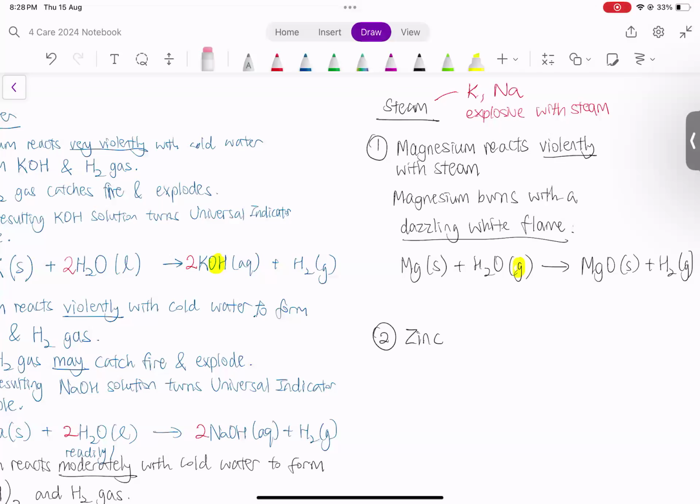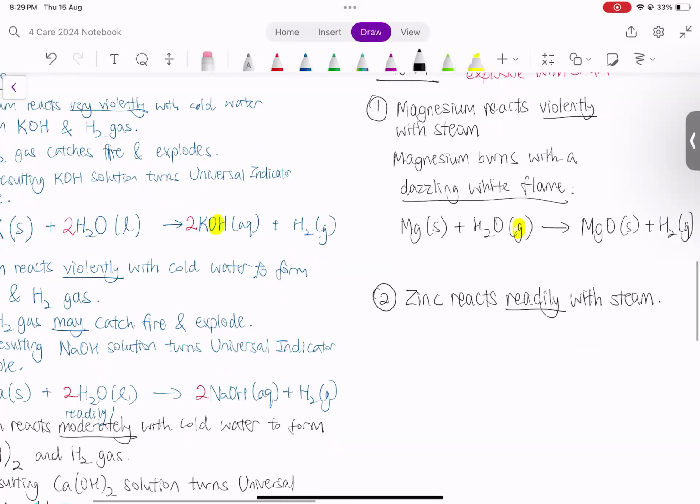Okay. Now for zinc, you can imagine, so our hierarchy of adjectives, very violently, then you have violently. Now for zinc, we say that zinc reacts moderately or readily with steam. Okay, so readily is the next level, the next lower level already of intensity. Now, zinc will not burn with any flame. So you can already tell that, hey, zinc is probably not as reactive as magnesium. Magnesium actually burns with a flame that's quite violent, right? So zinc reacts readily with steam.